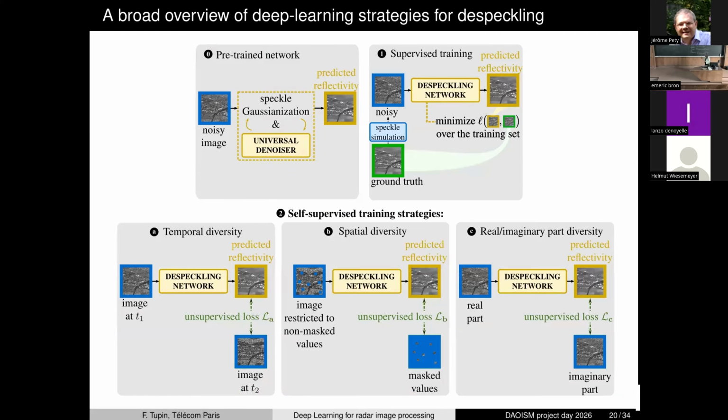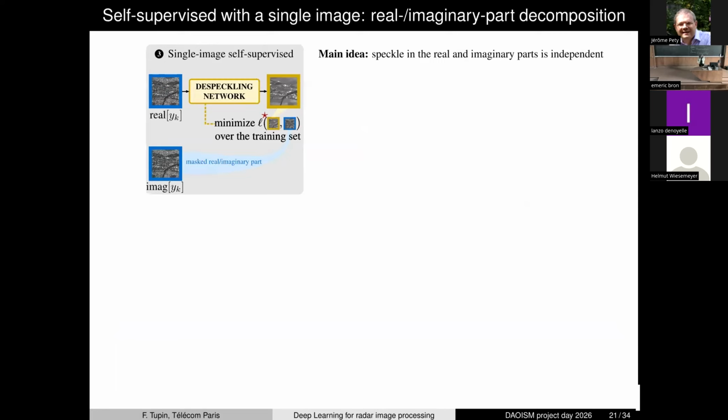But the most interesting strategy is this one, because in this case, we don't even need to compensate for the changes. And the idea in this part is that when you have a SAR image, for each pixel, you have a complex number. And that's great because you can just take a look at the real part and the imaginary part. And in fact, what happens is that they are both encoding, of course, the underlying reflectivity that you have for the image.